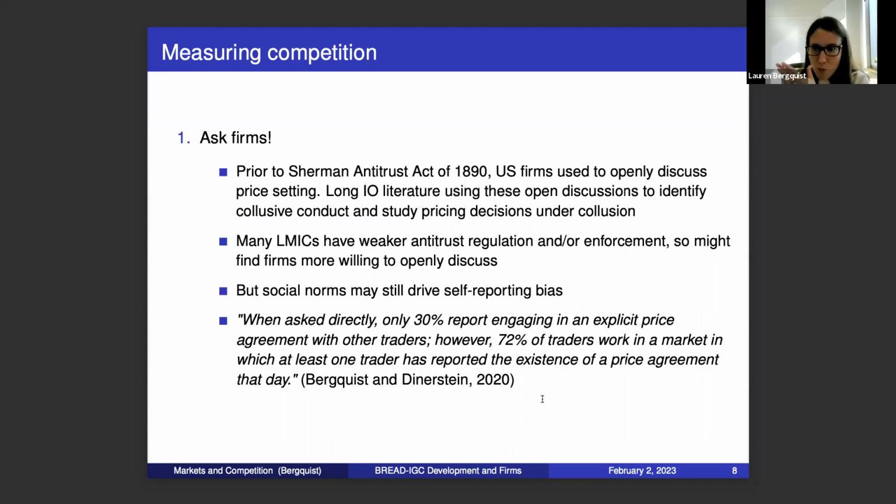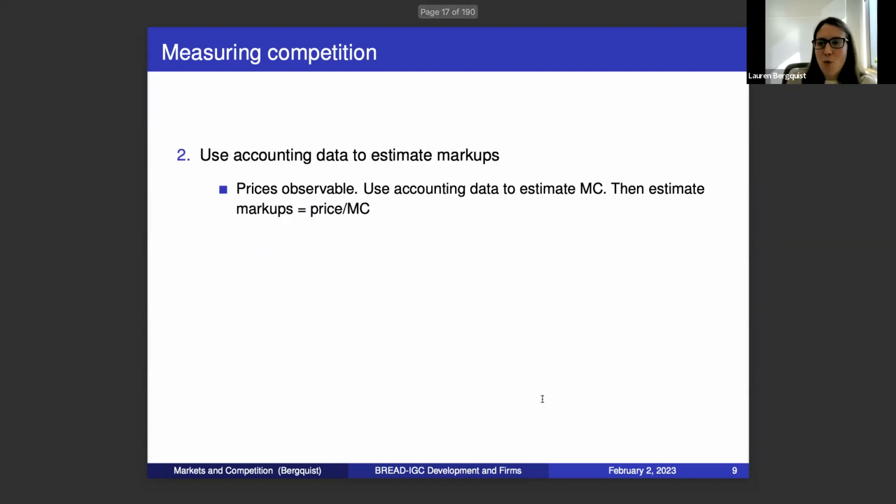Okay, but with the understanding this is not going to be a convincing method, what are some more quantitative or more convincing methods of measuring competition? So the next most straightforward thing you could do is use accounting data to estimate markups, right? In theory, prices are typically observable. You could get accounting data to estimate marginal cost, and then look at the difference and estimate markups. So what do you think are the pros and cons of this approach?